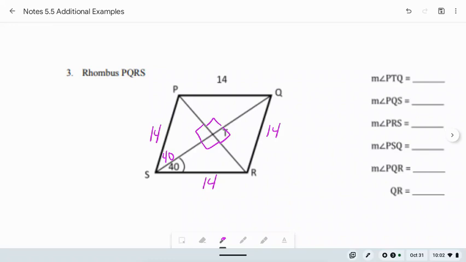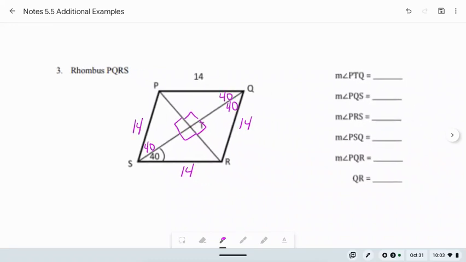And same thing with the angle across from it, since opposite angles are congruent. Okay, so now let's look at what we're trying to find. It asked me to find the measure of angle PTQ, which I already have labeled as 90 degrees. Then it asks for the measure of angle PQS, which I already have labeled as 40 degrees.